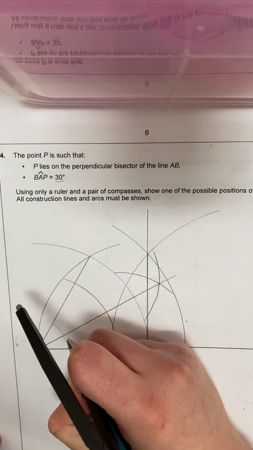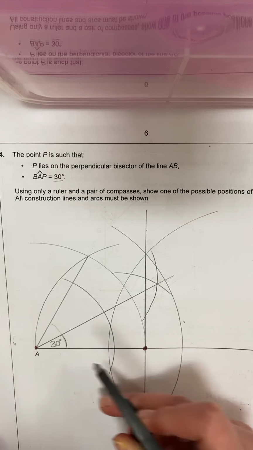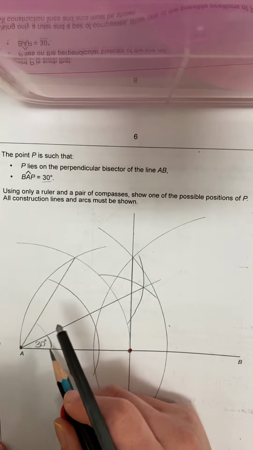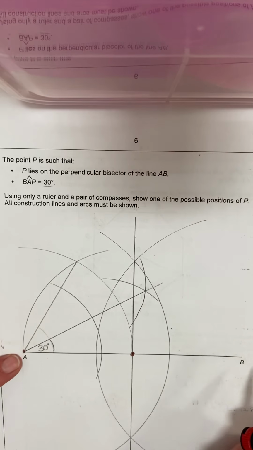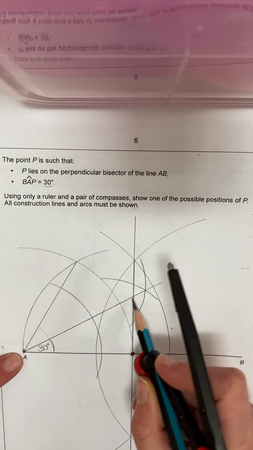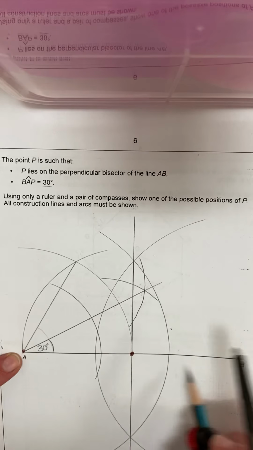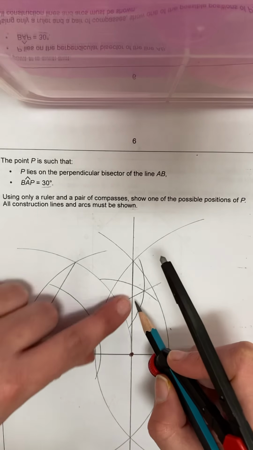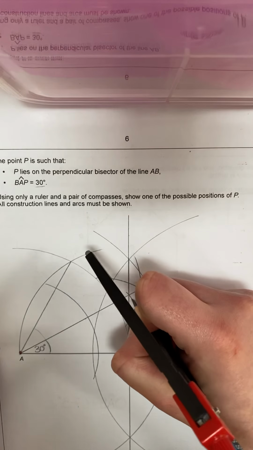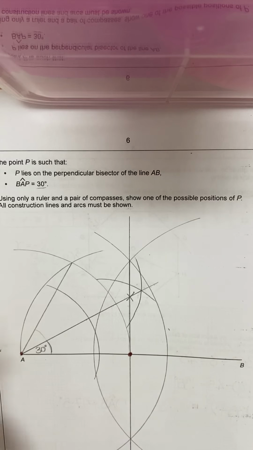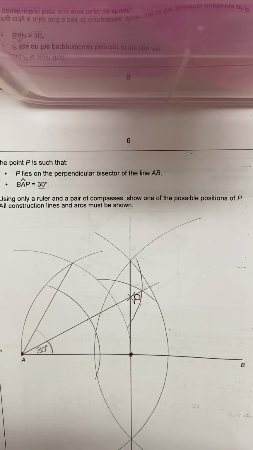So this now is 30 degrees, and the whole thing would be 60. But I only want 30 degrees. I want BAP to be 30 degrees. So I know that my P must be somewhere on this line because that's 30 degrees from my line AB, and it must be somewhere on the bisector of AB. So I know that point P is going to be here. So I would then label that, that is point P. Okay, and that would be all 4 marks.